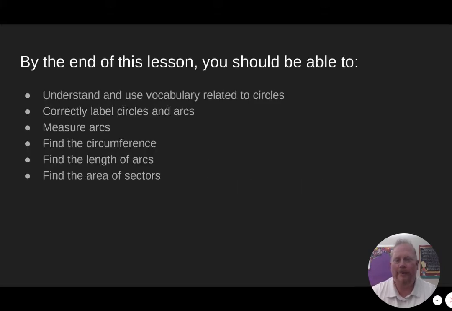So by the end of this lesson, you should be able to understand and use the vocabulary related to circles, correctly label circles and arcs. You should be able to measure arcs. You should be able to find circumference and area of circles, find the lengths of arcs, and find the area of sectors. That's a lot. So let's just jump right into it.